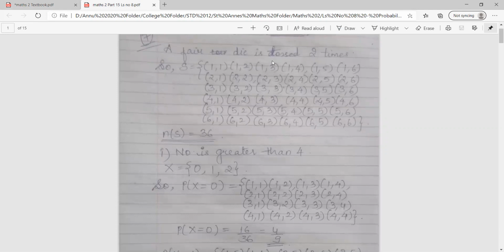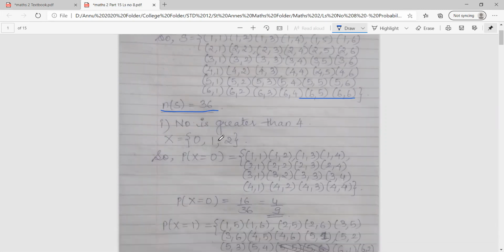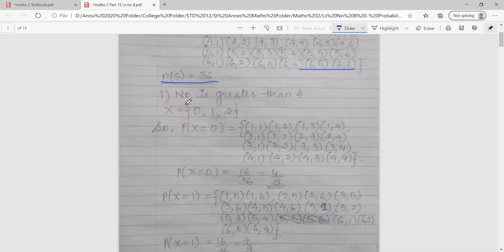As you all know, how to prepare the 36 outcomes? 1, 1, 1, 2, 1, 3 and so on up till 6, 6. So I can say the sample space n of S is equal to 36. Now the first condition, they are telling the success of getting number which is greater than 4. So now as the die is tossed 2 times, there are 3 possibilities. P of x equal to 0, P of x equal to 1 and P of x equal to 2.